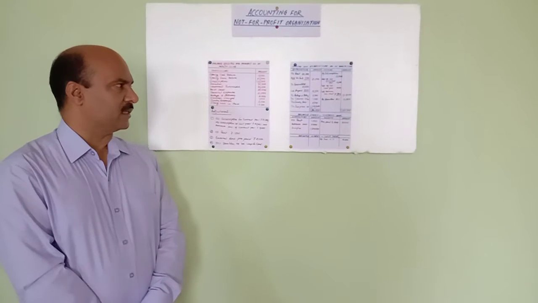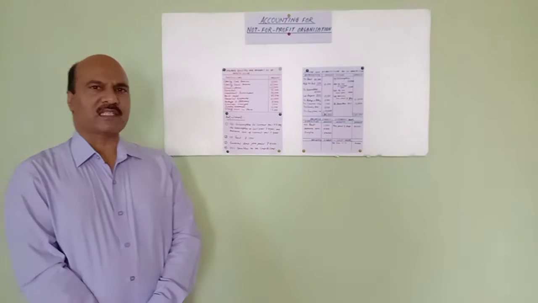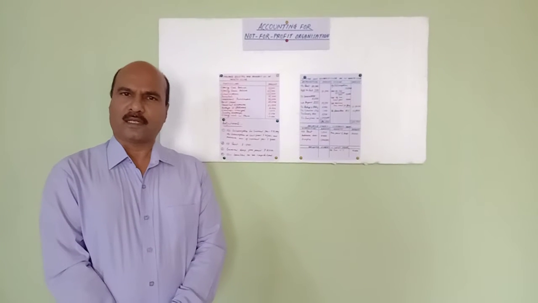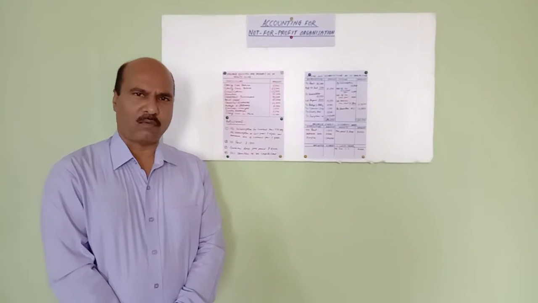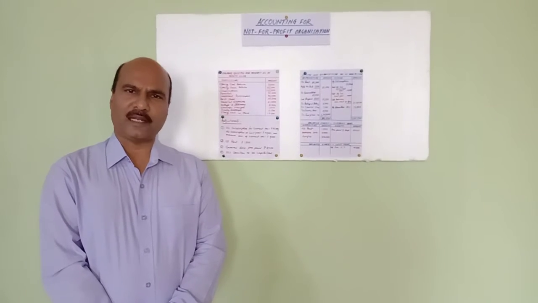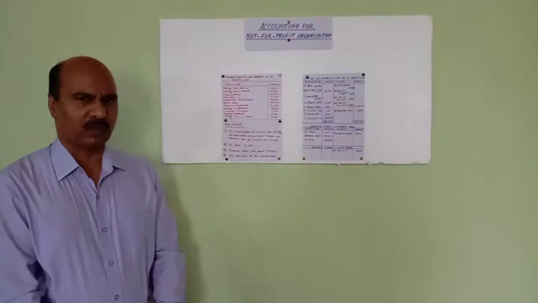Income and expenditure is prepared just like the profit and loss account of a business. All adjustments are taken in this account. So let's see how this should be done.